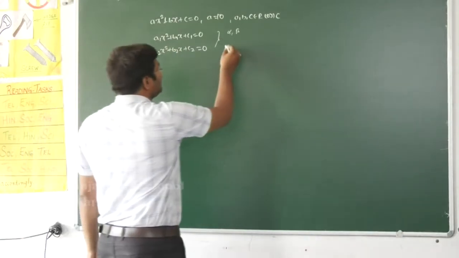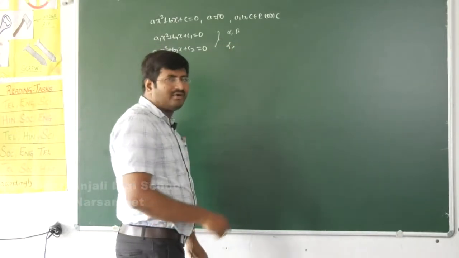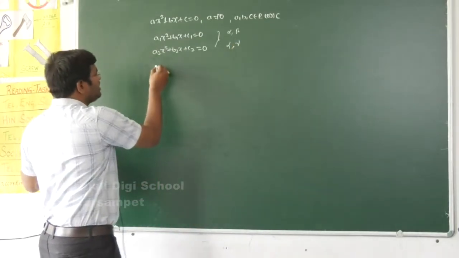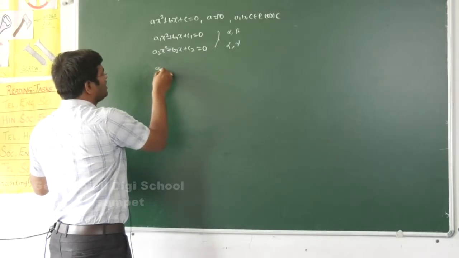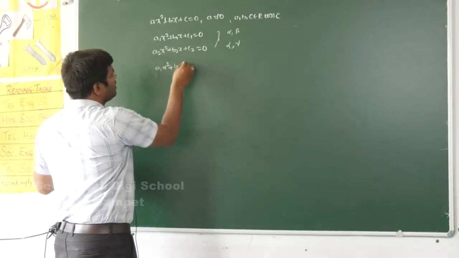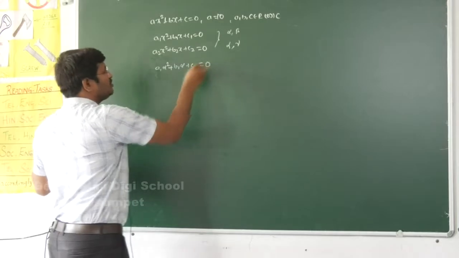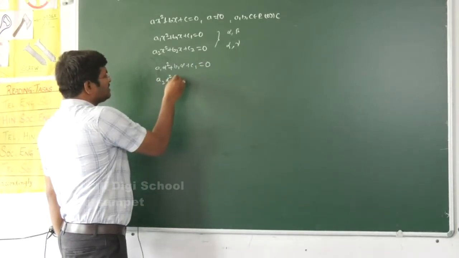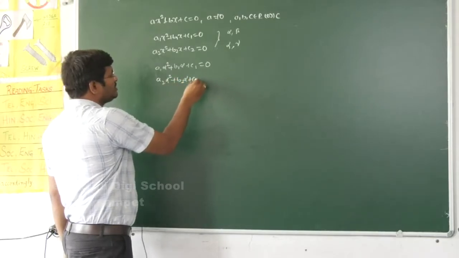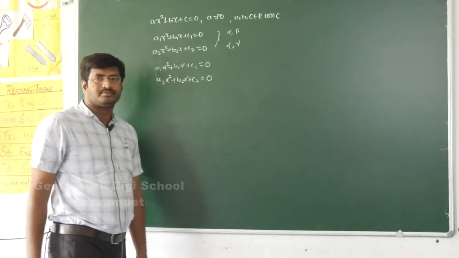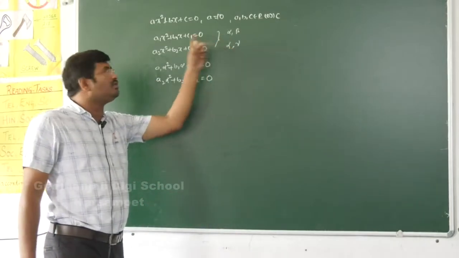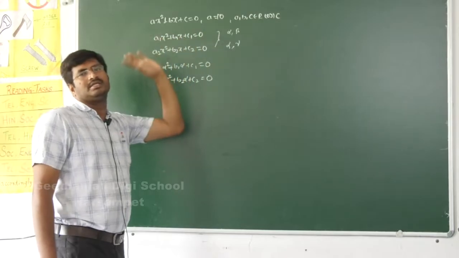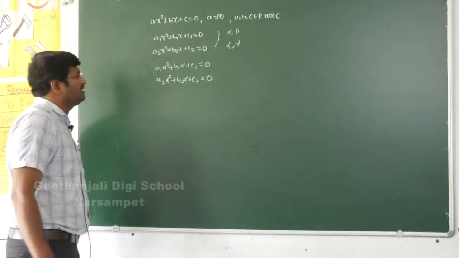That means definitely one root you take as alpha, and the other root is gamma. By that you can write, alpha is a common root, so a1 alpha square plus b1 alpha plus c1 is equal to 0, and a2 alpha square plus b2 alpha plus c2 is equal to 0. Because alpha is a root of this equation and also a root of the other, if you substitute alpha instead of x it should be satisfied.